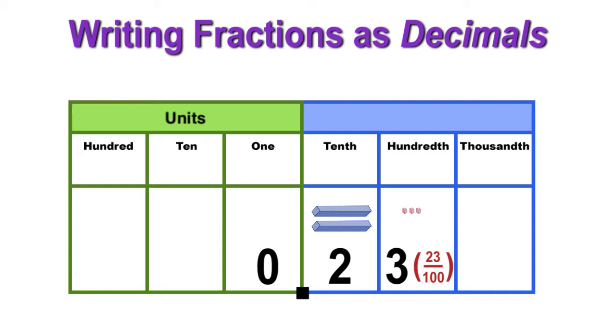Just as the whole number 23 is understood to be 2 tens and 3 ones, the decimal 0.23 is understood to be 2 tenths and 3 hundredths. As a fraction, it can be thought of as 23 hundredths, or 20 hundredths plus 3 hundredths. The 20 hundredths can also be thought of as 2 tenths, so a third way to think of it as a fraction would be 2 tenths plus 3 hundredths.